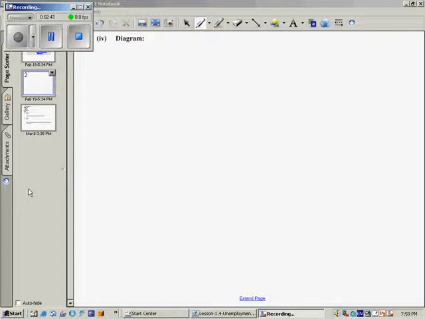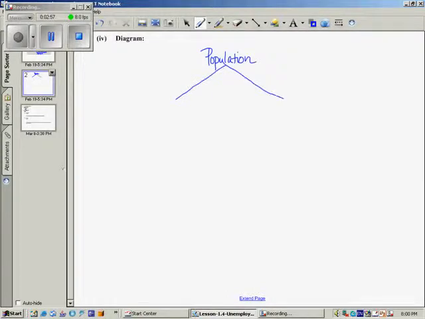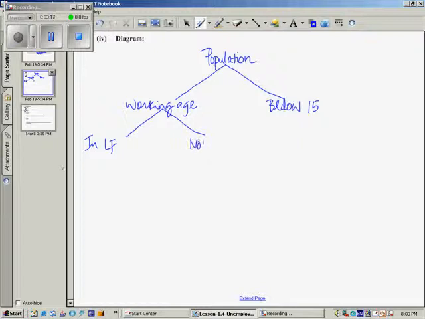To clarify the concepts that we have just looked at, let us draw out a diagram, and then eventually we want to pick out the elements that will give us the unemployment measurement. We start off with population, and then we further divide this into two groups. Working age, 15 years of age and above, and below 15 years of age. And of the working age population, we said we can further divide this into in the labor force and not in the labor force.